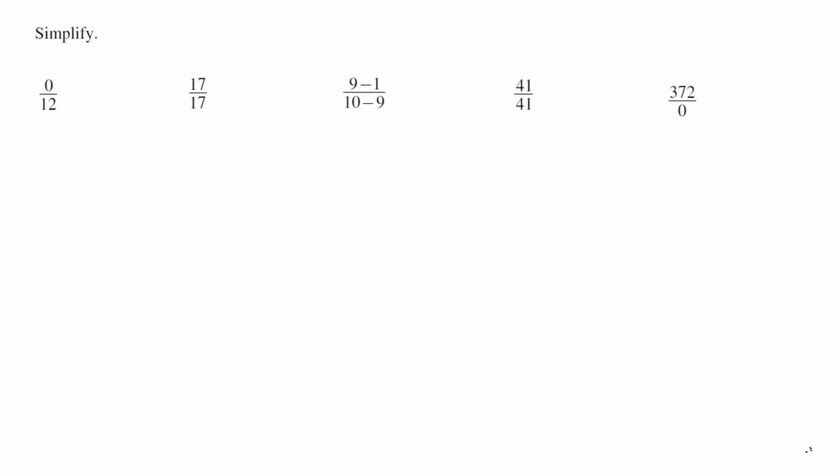Simplify. Let's look at some special situations that can arise with fractions, and these are good to know. This will help us in the long run. So this first one here, we've got 0 divided by 12. Well, 0 divided by 12 is going to equal 0. And actually, it's good to remember that 0 divided by any number is always 0.